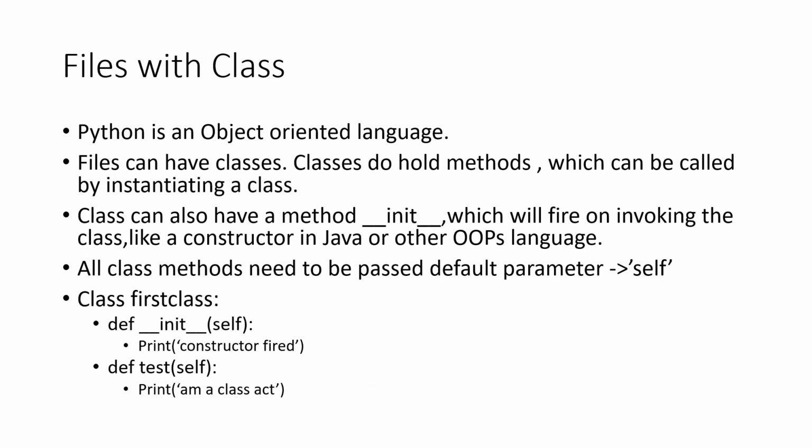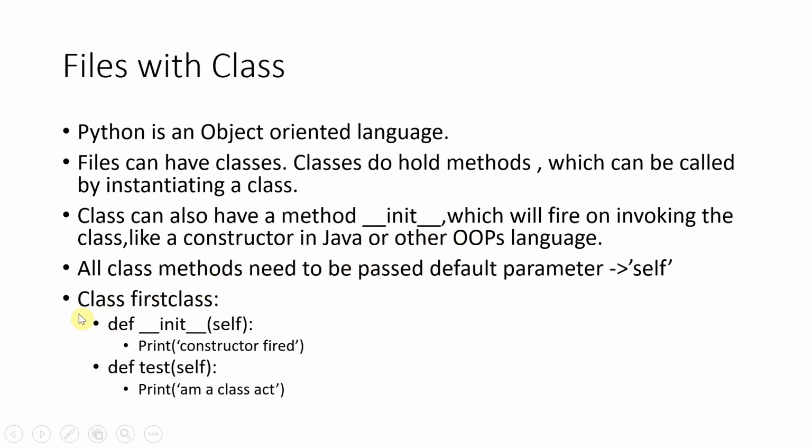Now a Python file can have a class. As we know, Python is an object oriented language. You can have a class. The class can hold methods and properties, which can be called by instantiating the class. It can have methods as well as members, right? Members can be methods or private variables, public variables also. So basically, you can also have a method in it which will fire on invoking the class, like a constructor.